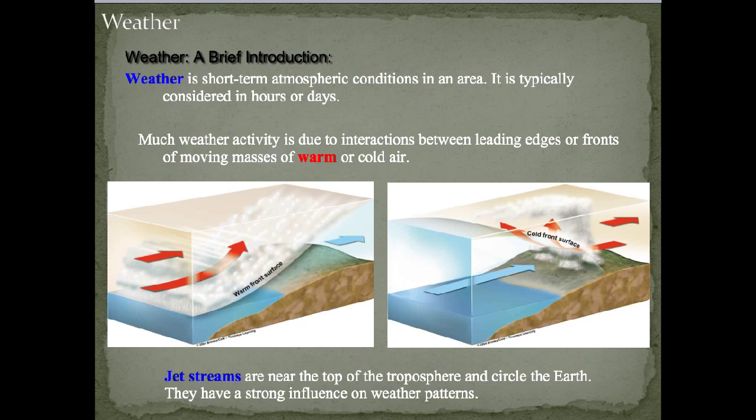We get another factor here, part of climate, looking at weather. Weather is a short-term atmospheric condition in an area. It's typically considered in hours or days. Much of weather activity is due to the interaction between the leading edges of fronts, moving masses of warm and cold air. So here you can see a warm front and a cold front.